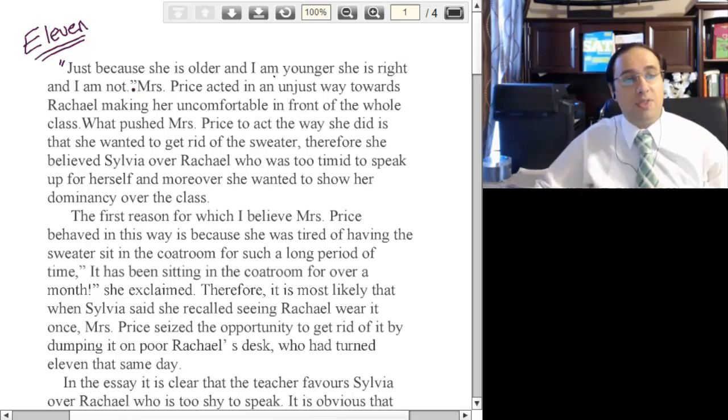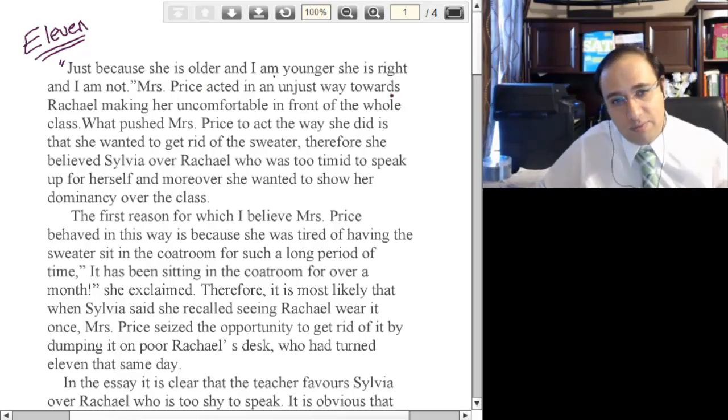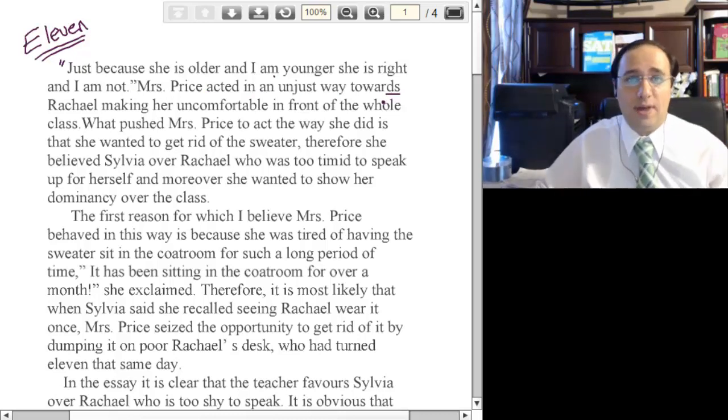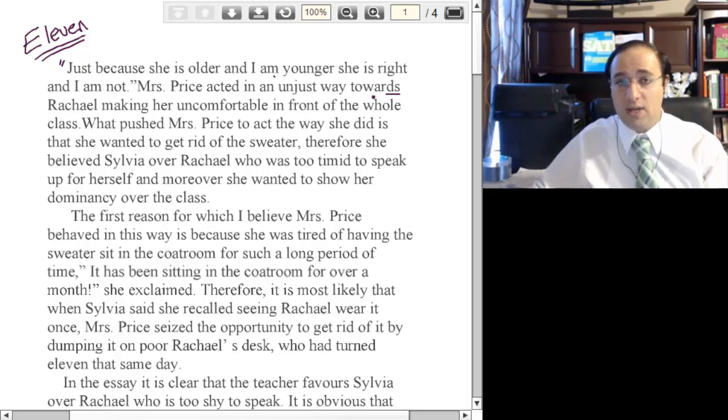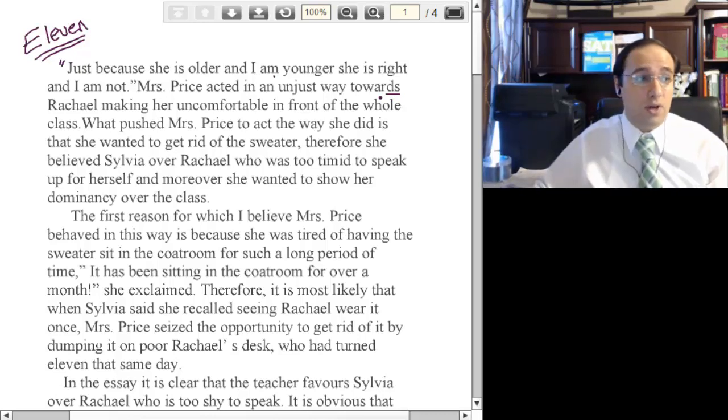Now, afterwards, Mrs. Price acted in an unjust way towards Rachel. As we said before, towards with an S is correct, and without an S is also correct. Typically, towards with an S is British, and without an S is American. They should both be acceptable on the essay. However, if you want to go the American way, then taking away the S would probably be better.